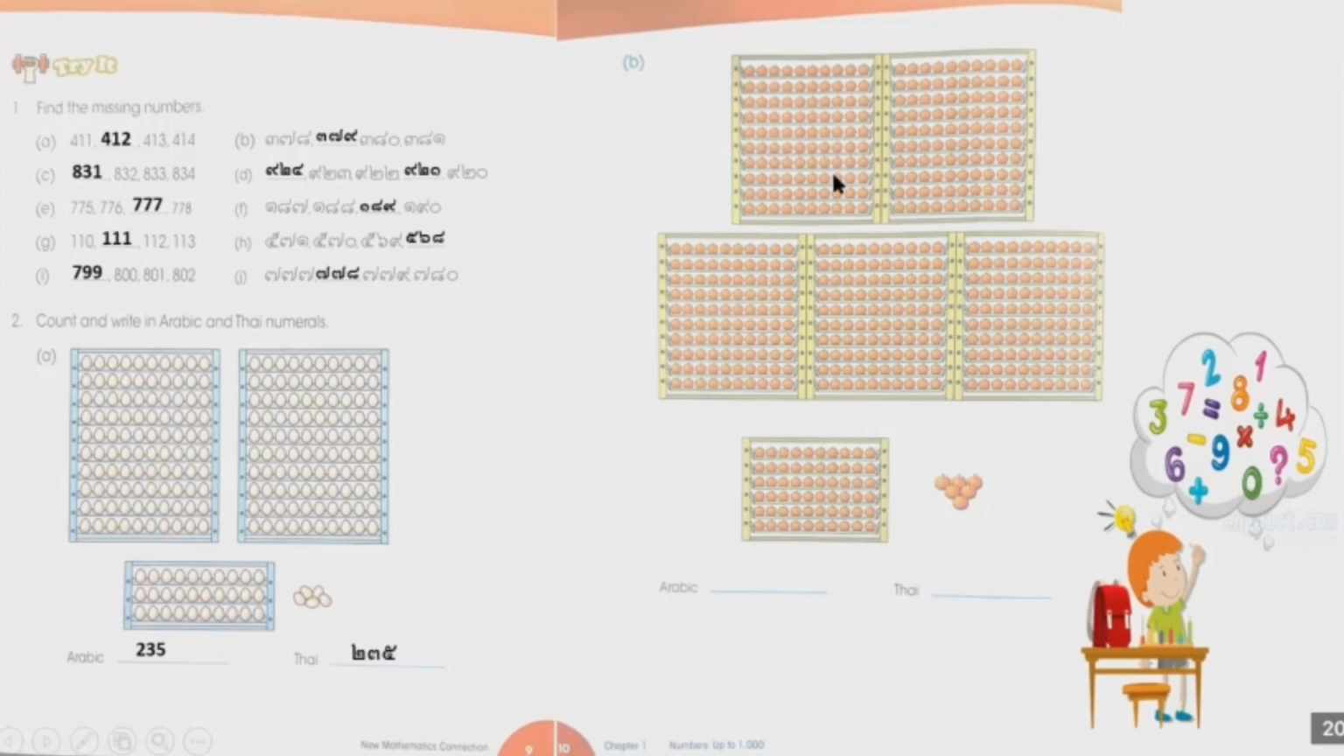Letter B is in oranges. So 1 stack means 100, 2 stacks, 200, 3 stacks, 300, 4 stacks, 400, 5 stacks is equal to 500. Then 510, 520, 530, 540, 550, 560, 561, 562, 563, 564, 565, 566. So you must know how to count by tens, by ones, by hundreds. So the answer is 566.